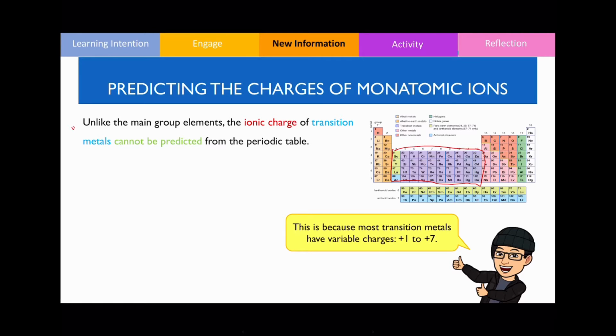Instead, the question will always tell you the actual charge of that transition metal through Roman numerals, okay? So that's what's said on this particular dot point over here. Let's now look at some examples to show you what I mean by this.